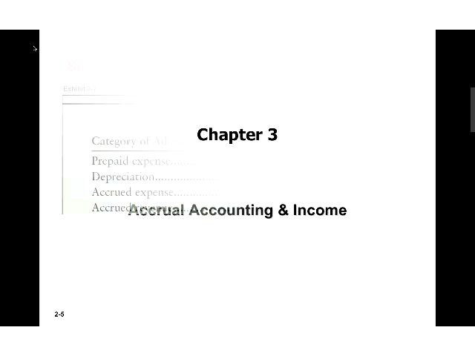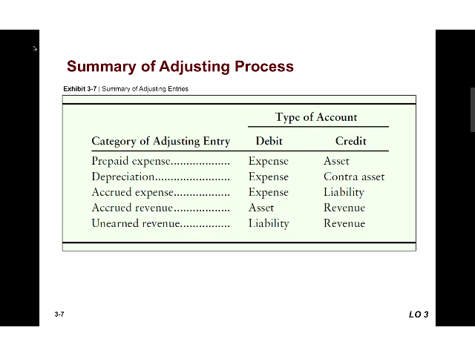So, Chapter 3. I wanted to point out that Exhibit 3.7 is a nice summary of all the different kinds of adjusting entries we can have. It tells you what the journal entry is going to look like for the adjusting entry. For example, a prepaid expense will debit an expense and credit the asset. Depreciation will debit expense, credit contra asset, etc. So that's a good exhibit when you're looking for things to write down.